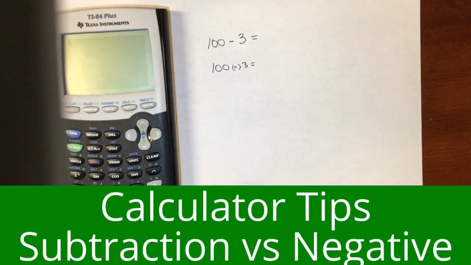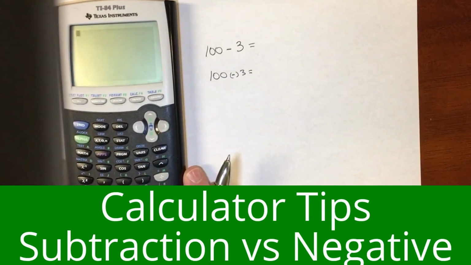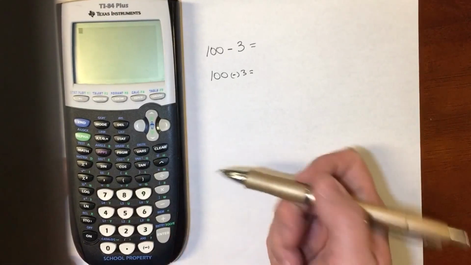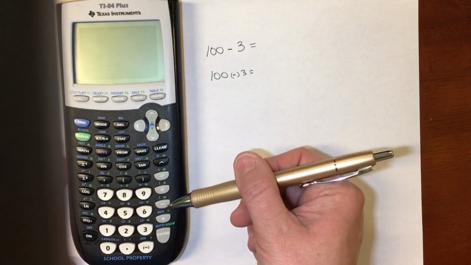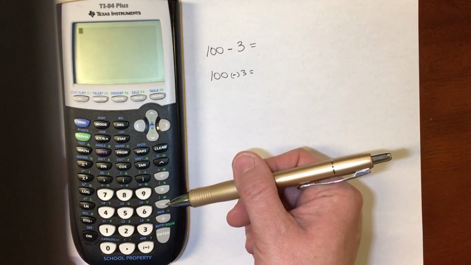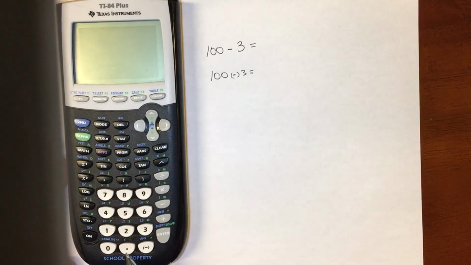All right, with my calculator, there's a difference between subtraction and the negative button. So on the gray buttons over on the left-hand side, this is our subtraction key. But down at the bottom by the decimal, that's our negative key.